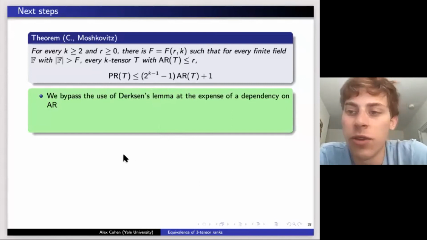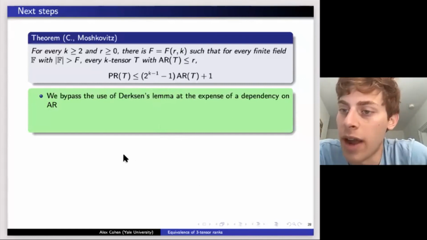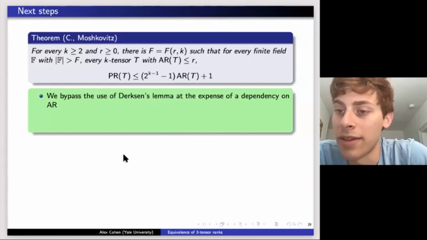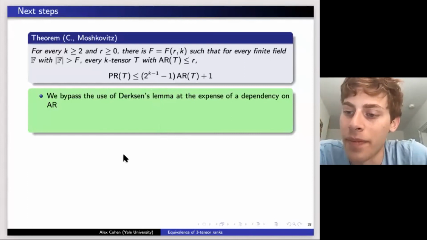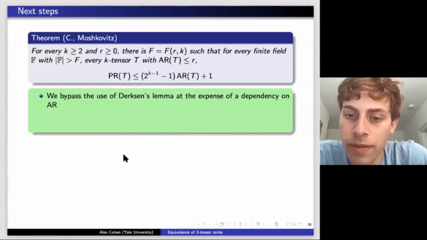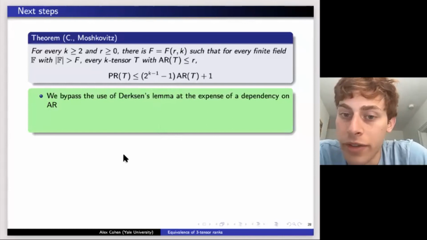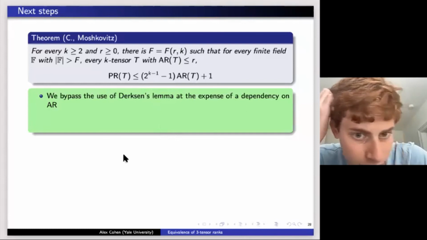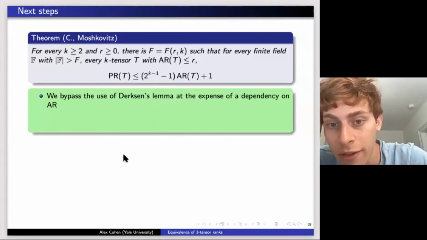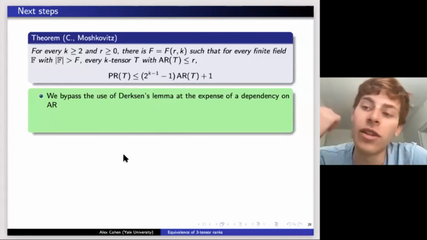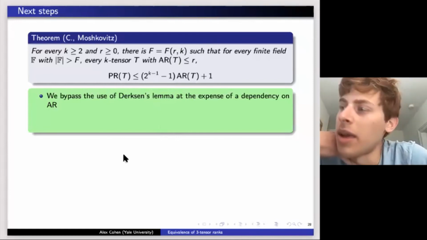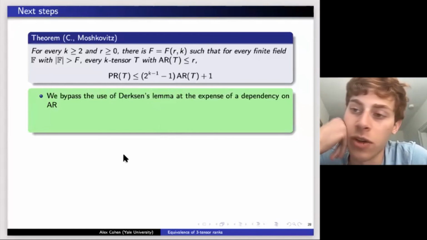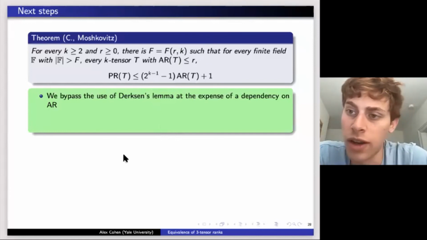What's going on here is Dirksen's lemma fails miserably for higher order tensors, at least as far as we know. We asked Dirksen, and he thinks so too. So we need something else. We bypass Dirksen's lemma at the expense of a dependency on the analytic rank. So we need the field size to be large relative to the analytic rank. But in a lot of applications, this is a pretty reasonable thing to assume, because you're generally interested in the case of large bias.